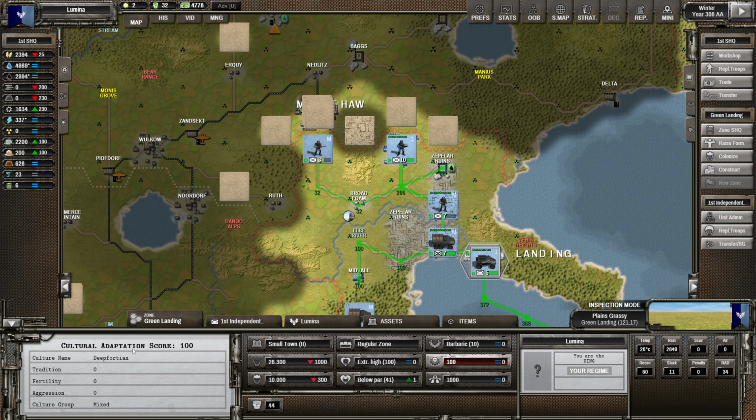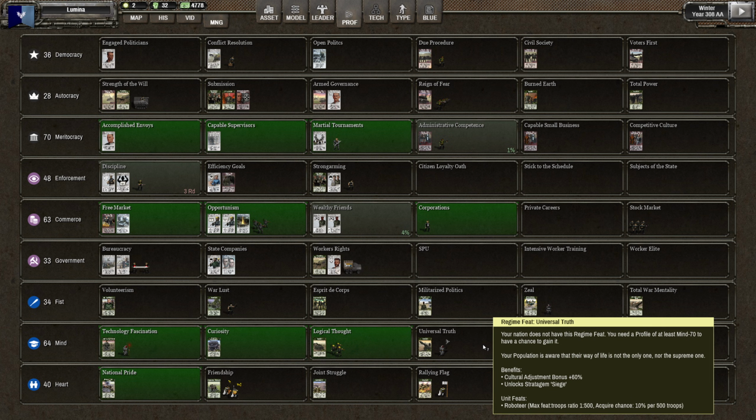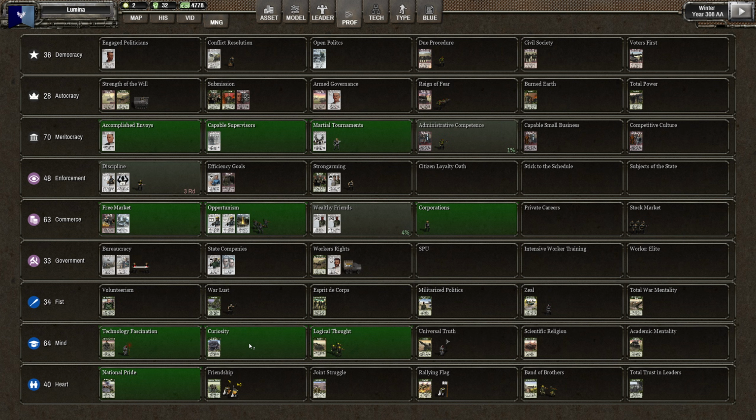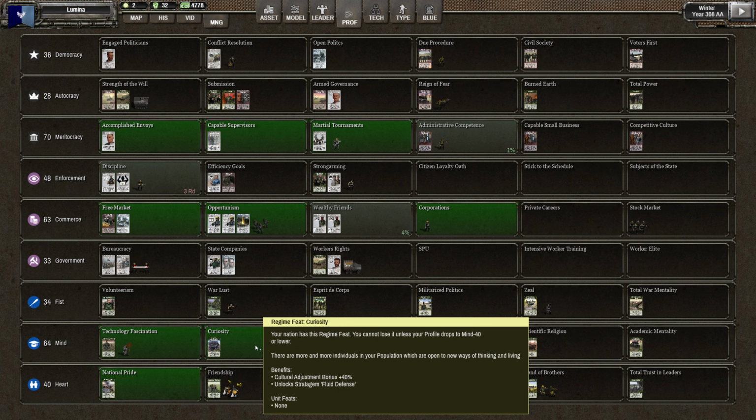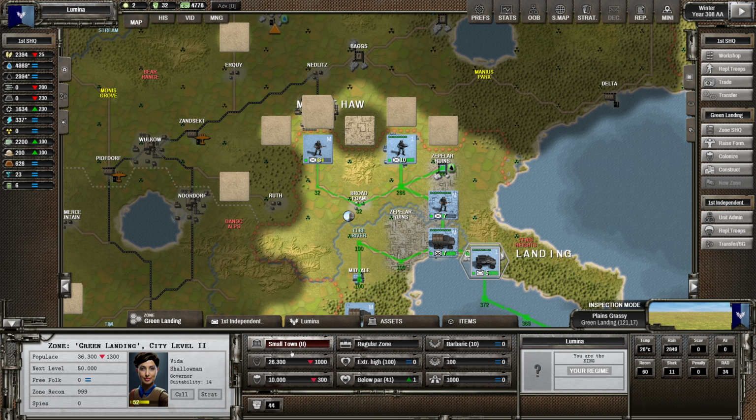But anyway, you can affect cultural adaptation, by the way, if you care about that stuff. I think mind increases it. For example, there's some regime feats that help it, like curiosity. This gives you a cultural adjustment bonus of 40%. Culture also affects the types of units that are recruited automatically as militia.